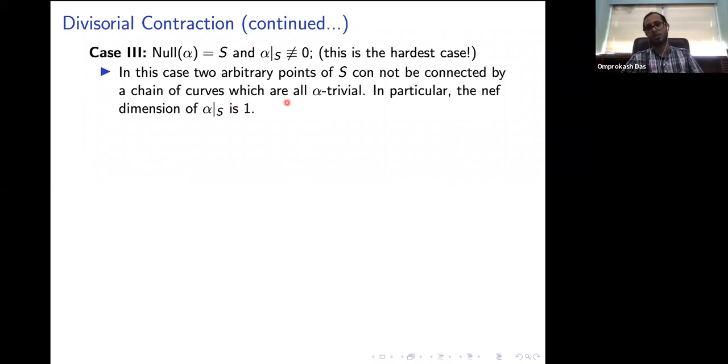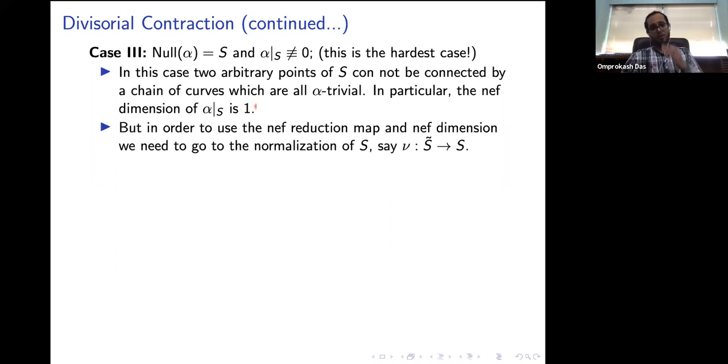Okay, it's simply not possible. That's an if and only if criterion for when a class is numerically trivial, or a divisor is numerically trivial. In particular, it only tells you that the nef dimension of alpha restricted to S should be 1. But in order to use the nef reduction map, you need to have a normal variety. You cannot do it on a non-normal variety.